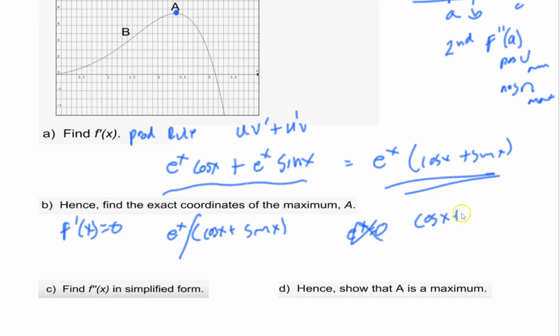Cosine x plus sine x equals 0. Now this is a little trick. Where does cosine plus sine equal 0? The way I always did this trick was to try to get them on opposite sides, and then think tan. I know tan is sine over cosine, so I'm going to divide by cosine. And I get tan of x is equal to negative 1. So I just have to figure out where tan is negative 1.